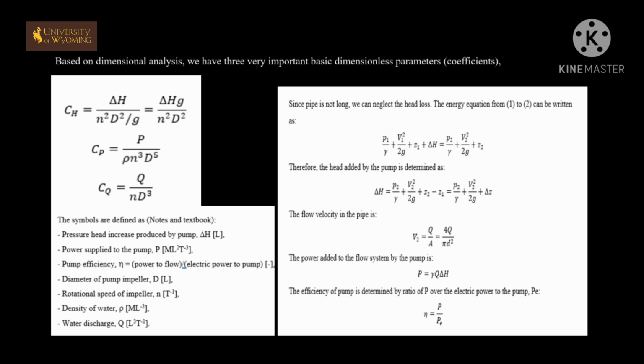Discharge coefficient is given by the formula Q divided by n d cubed. Q is the water discharge, n is the rotational speed of the impeller, and d is the diameter of the pump impeller.